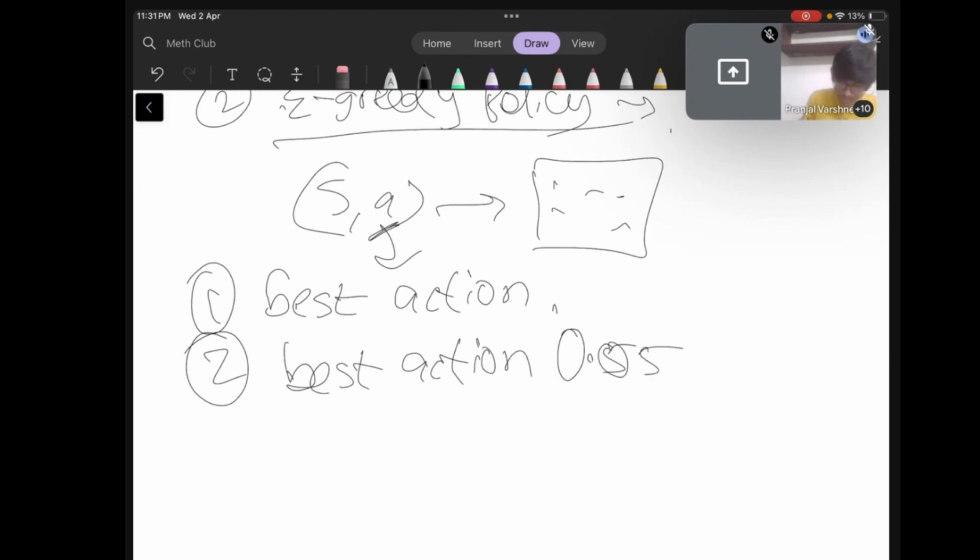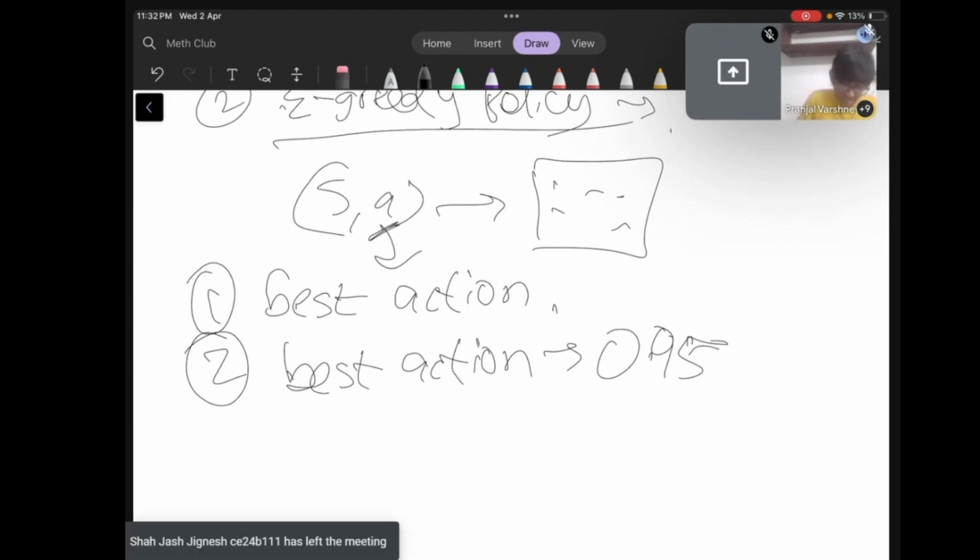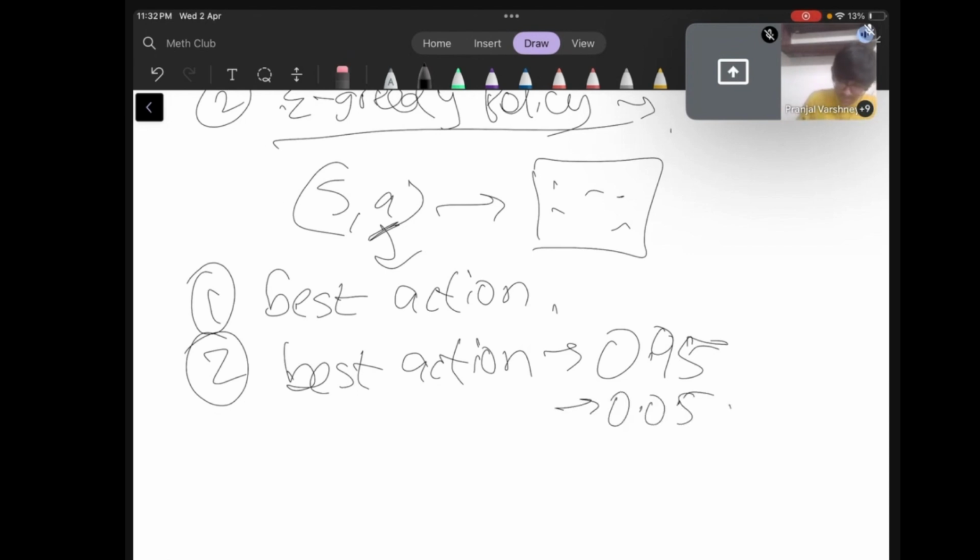The other way is that the probability that you go for the best action is 0.05, and... okay, my bad. Why will you go for the best action only 0.05 times? You'll go for the best action a substantial amount of the time, so the probability should be high, let it be 0.95. And let us randomly explore for the rest of the probability. For the remaining 0.05 of the time, you randomly explore. You just explore.